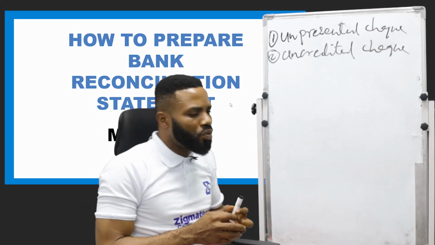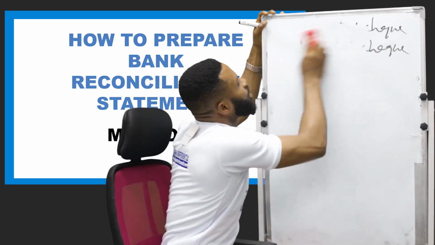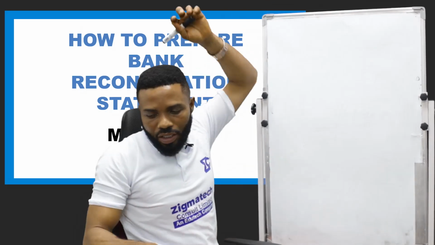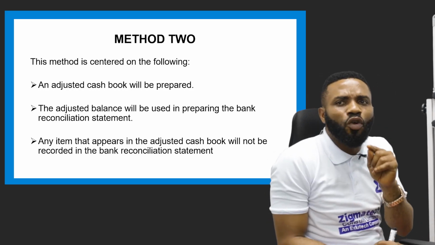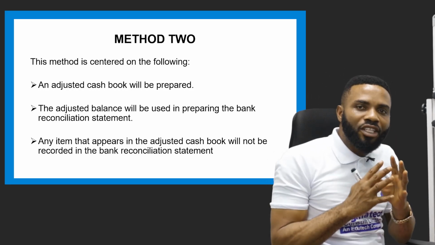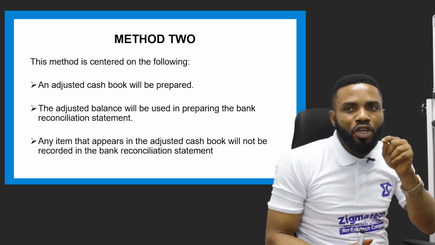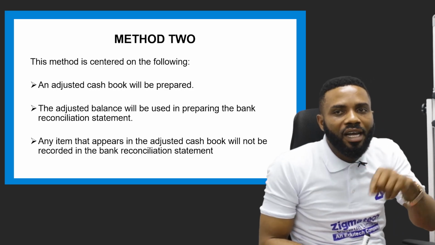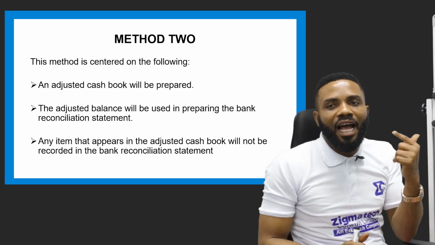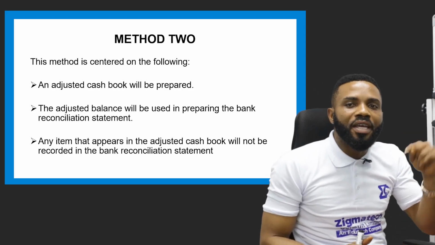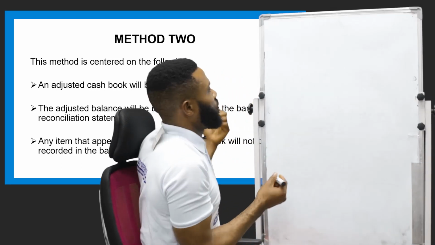Now, whenever you want to adjust the cash book, let me give us a clue of how to adjust it. Now look at this. Under this method 2, this method is centered on the following. Number 1, an adjusted cash book will be prepared. The adjusted balance will be used in preparing the bank reconciliation statement. And then any item that appears in the adjusted cash book will not be recorded in the bank reconciliation statement. Let me take an illustration.